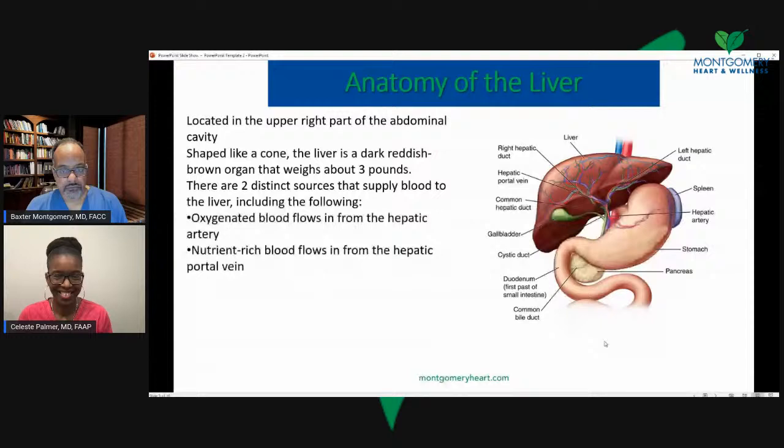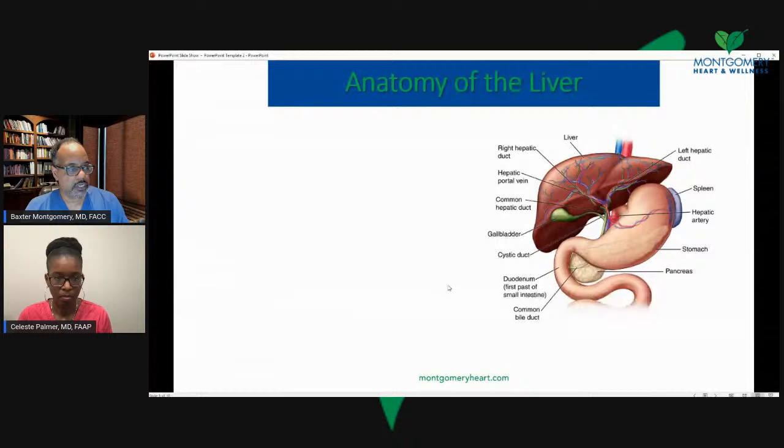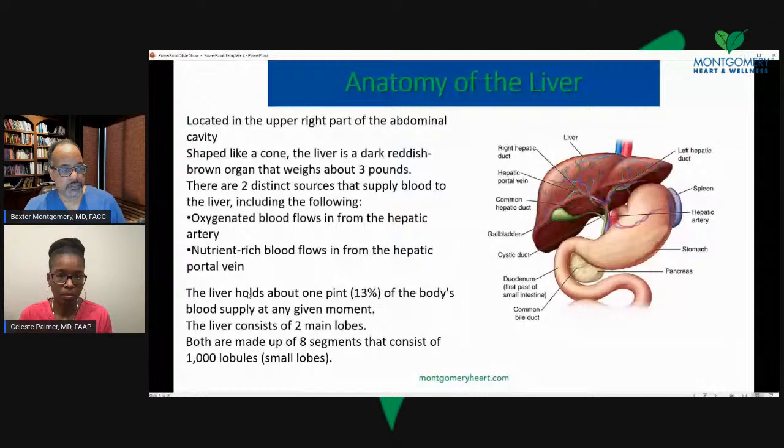The other thing is normal liver function. So that's the anatomy. What is normal liver function? The other part of the liver anatomy is that the liver holds about 13% of the blood supply at any given moment. And that's important because it really implies that the liver is a very vascular structure.